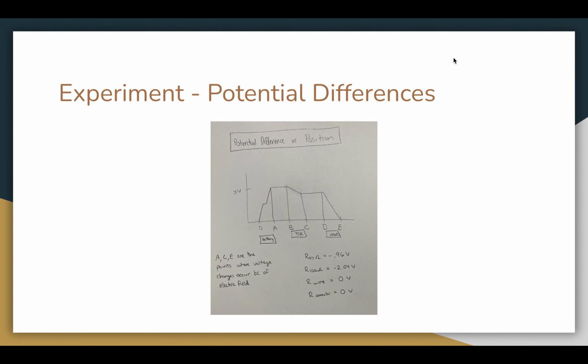This is my graph of potential differences versus position. A would be where our battery is, which is 3 volts. Then it goes from B, the wire, which has 0 resistance, so it will be a constant. Then at C, it goes down by negative 0.96 because it finds our first resistor. Then we have another wire, so it is constant, and then another resistor, which makes it negative 0.204 volts.